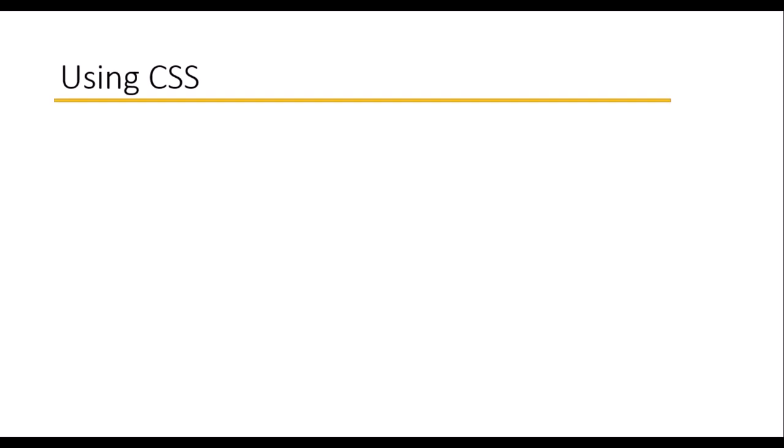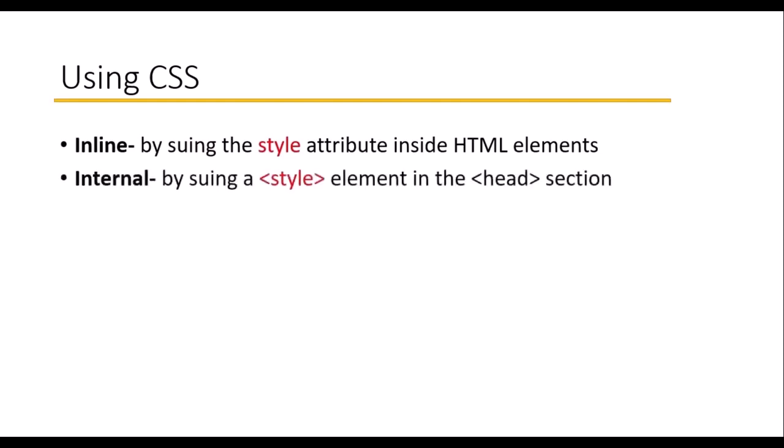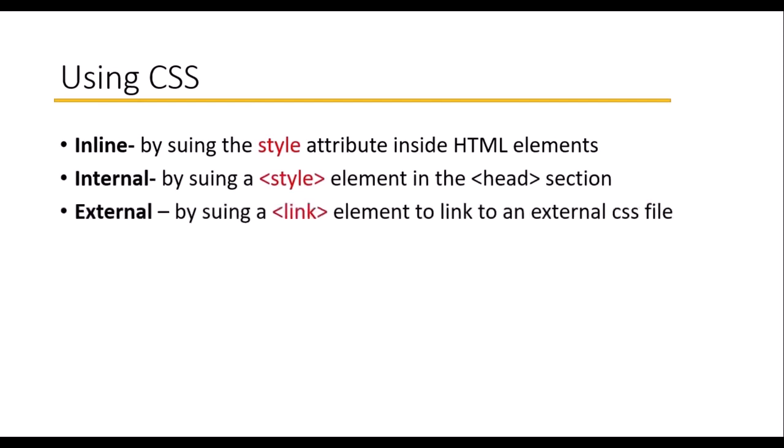CSS can be added to HTML documents in three ways. First, inline, by using the style attribute inside HTML elements; internal, by using the style element in the head section; and external, by using the link element to link to an external CSS file. The most common way to add CSS is to keep the style external. This is because if you want to add changes in one page, those changes will be applied in all other pages at the same time, so you don't need to add changes in every different page.